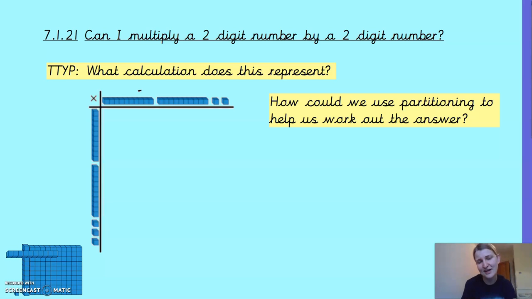If we have a look here, so again, talk to your partner or talk to yourself. What calculation does this represent? Let's have a look. This top number is going to be my first number. That's 2 10s and 2 1s, so that's going to be 22. Do you agree? And then along the side, we've got 2 10s, 3 1s, 23. So the question is 22 times 23. Happy with that? Cool.